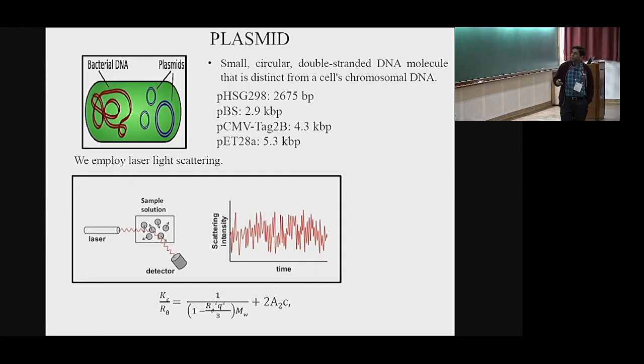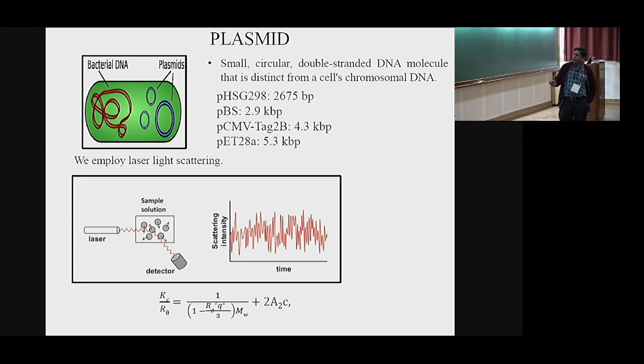So what is plasmid? This is a very small, circular, double helix DNA. You can see here it is slightly different than the bacterial DNA, and it can also have different supercoiling. So it is not only circular, but it can also have supercoils. In this whole experiment, we have taken 4 different kinds of plasmid, starting from 2.6 kilobase pair to 5.3 kilobase pair.